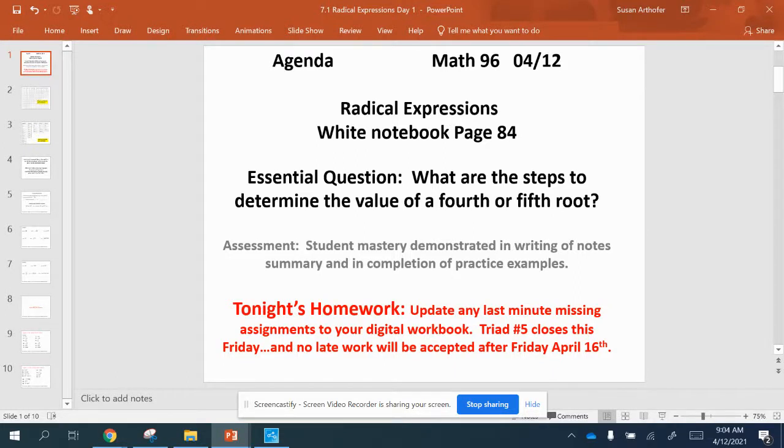Today we're going to do notes on your white notebook, page 84 for radical expressions. At the top of page 84, could you please write down the essential question? What are the steps to determine the value of a fourth or fifth root?